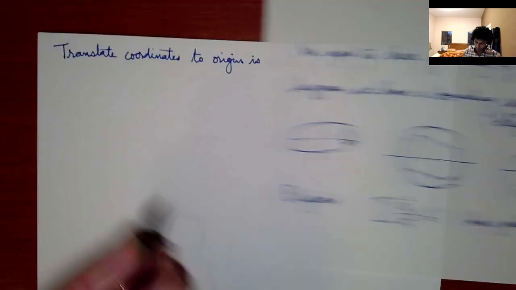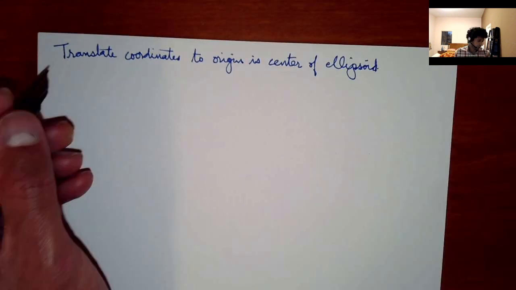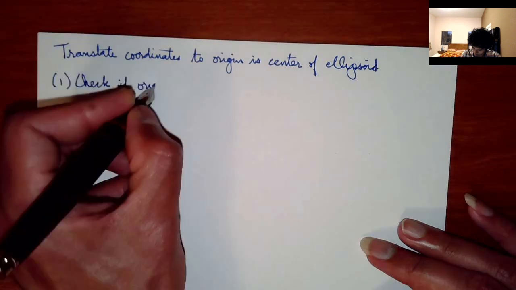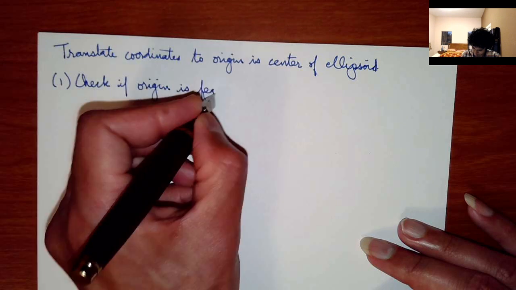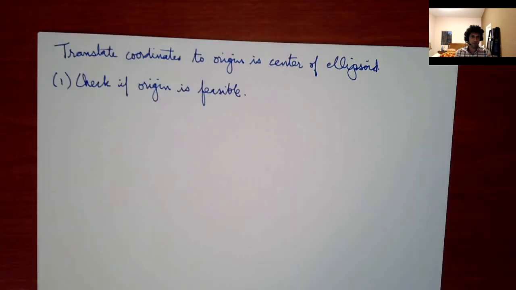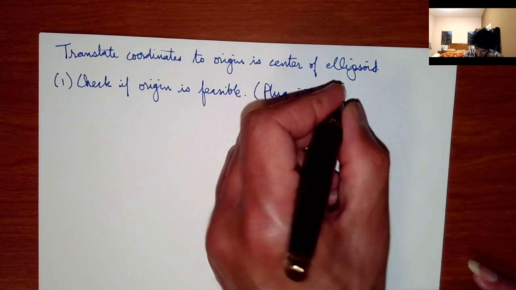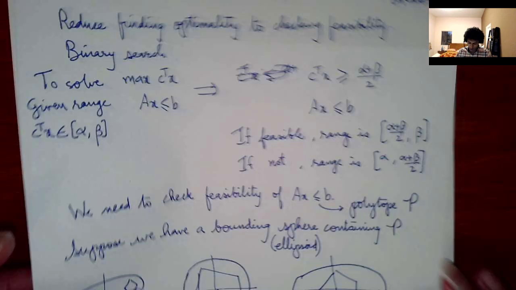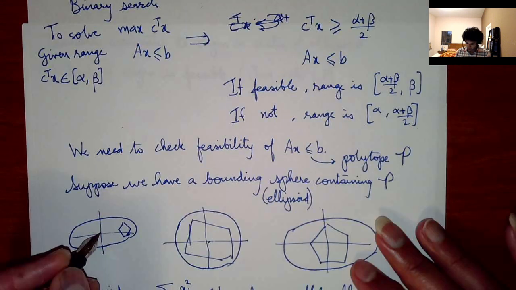So what we do is some kind of sophisticated version of binary search. We check if the origin is feasible by plugging it into the LP, right? You could plug it into the LP and check. If it's feasible, then you're done. So in these cases, you'd be done. But in this case, you would plug that in and say, well, it's not feasible.